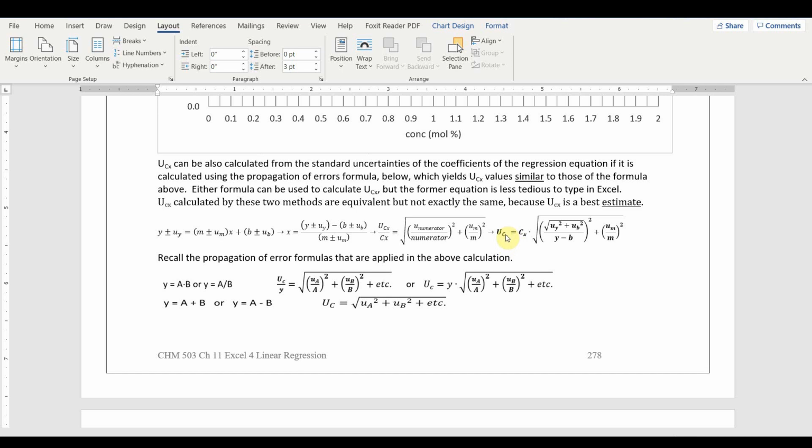The only difficulty is it's very tedious to type into Excel, but there is an alternate formula for calculating the standard uncertainty of the forecasted concentration. It gives similar, although maybe not exactly the same values, and it's a lot easier to type into Excel. And don't be worried by the fact that I say it's not exact and similar, because none of these are exact. They're all estimates. So we can't say that one's necessarily better than the other. They're both good estimates.